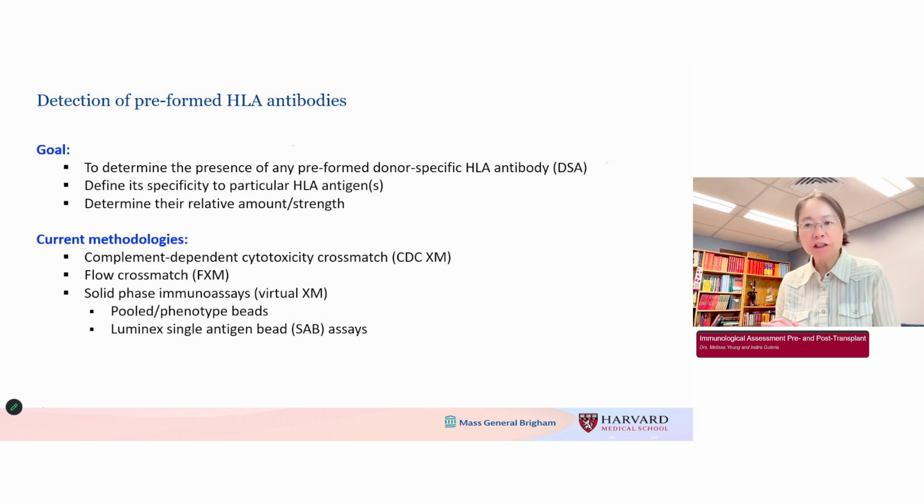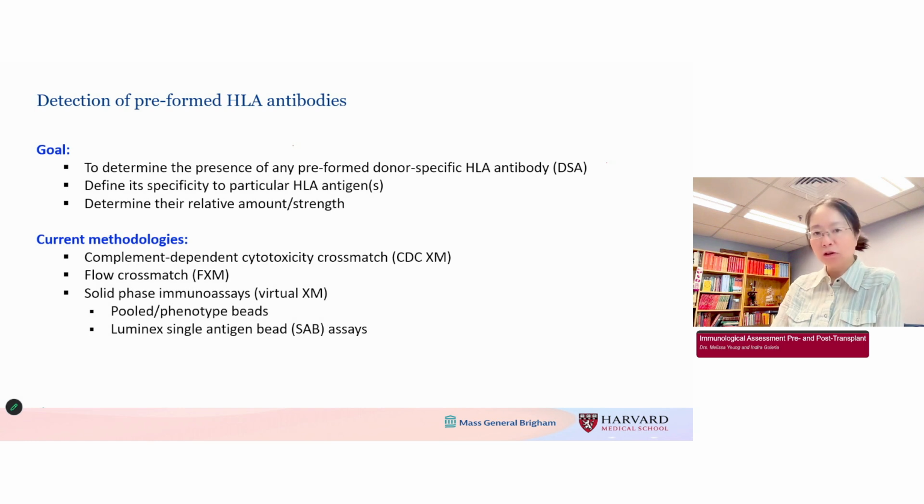Okay, let's switch gears and quickly talk about how we detect preformed HLA antibodies. The goal of this is really to determine whether patients have preformed HLA antibody against their donor. And we would want to define its specificity, and probably also determine their relative amount or strength. The way we can do so is through three different methodologies.